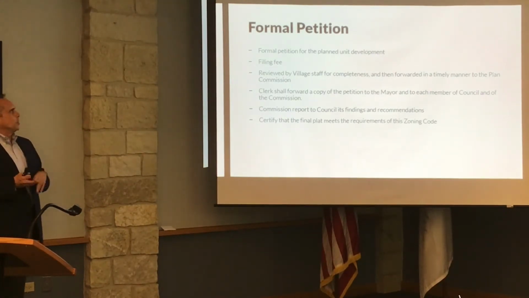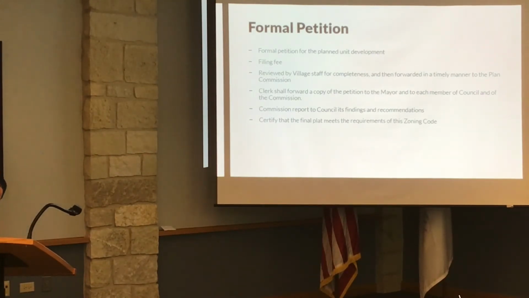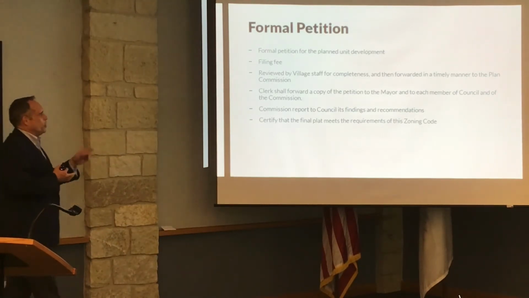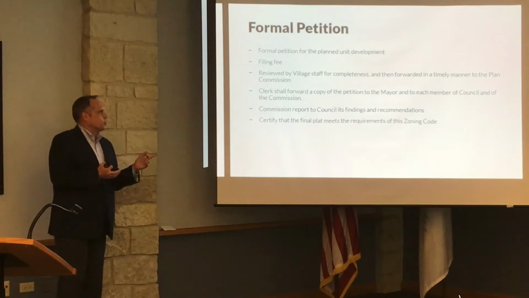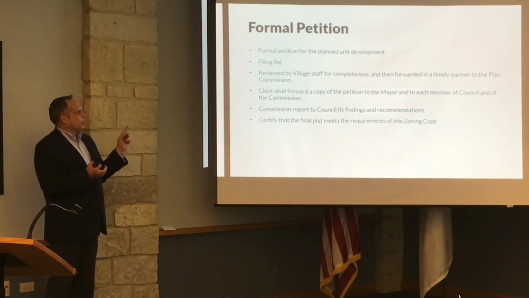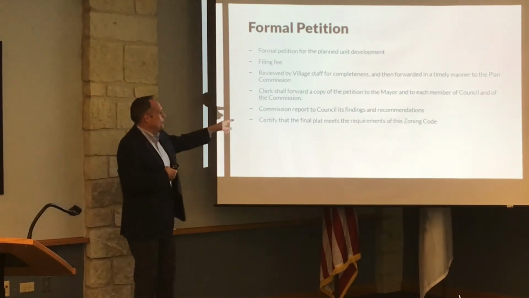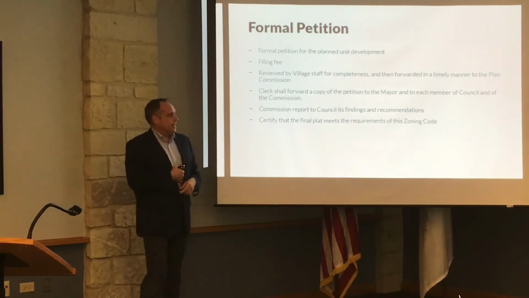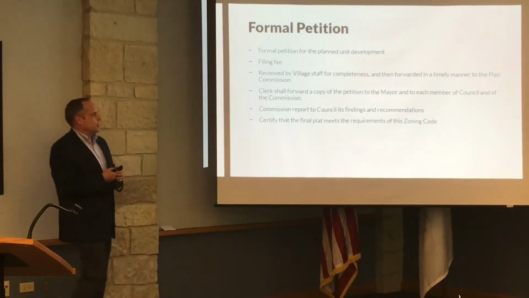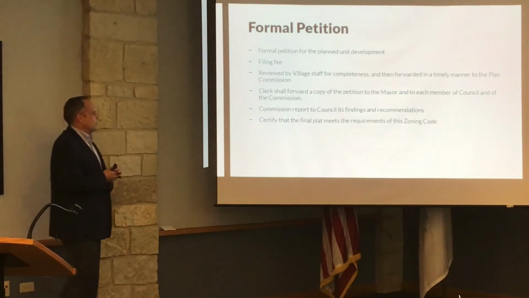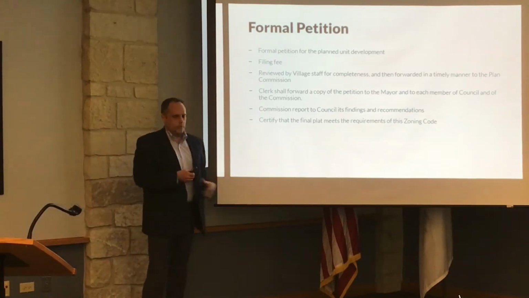Formal petition, this is what they have to do. For a formal petition, they have to file and pay a fee. It has to be reviewed with village staff to make sure it's 100% complete. The clerk will then forward a copy of this to the mayor and each member of council and the commission. The commission then does a report to council of its findings. The planning commission will hold a public hearing and report its findings to the council. And then they have to certify that the plan meets the requirements of the zoning code.